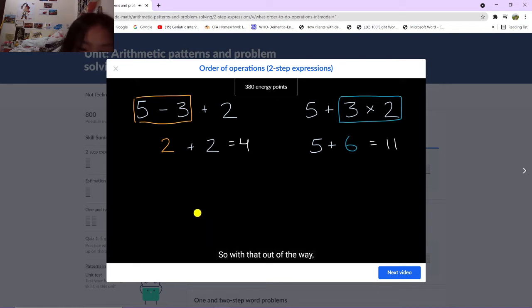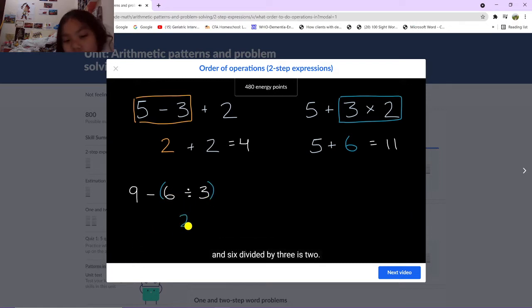So with that out of the way, let's do a few more examples. Let's say someone were to approach you and say, what is 9 minus 6 divided by 3? Pause this video and see if you can figure that out. Well, as I just said, we would do multiplication or division before we do subtraction. So we'll actually do the 6 divided by 3 first, and 6 divided by 3 is 2. So this simplifies to 9 minus 2, which is equal to 7.